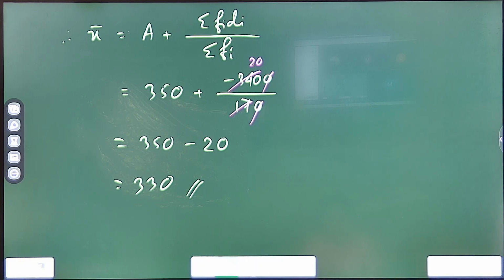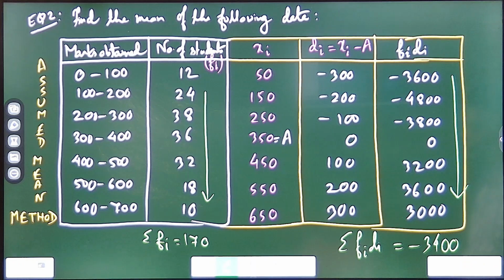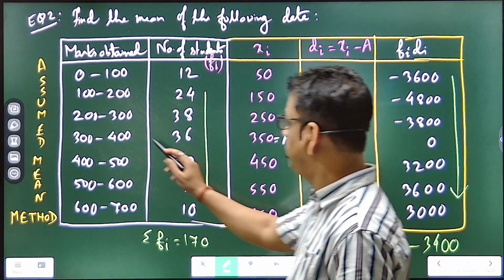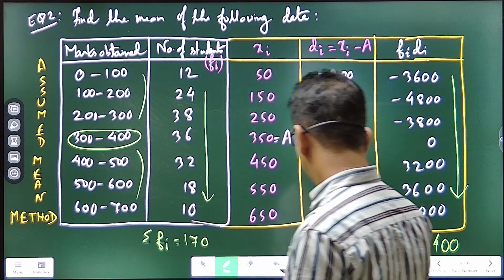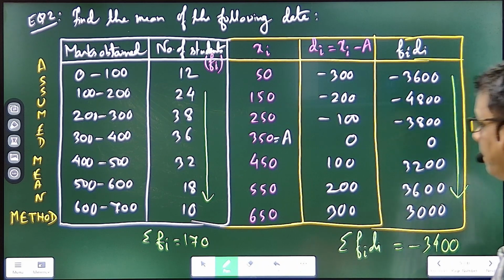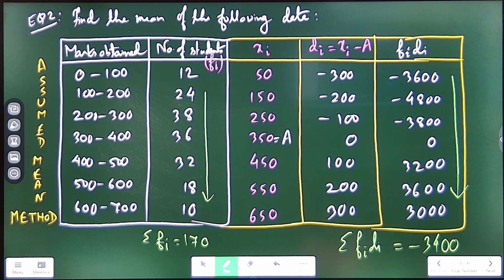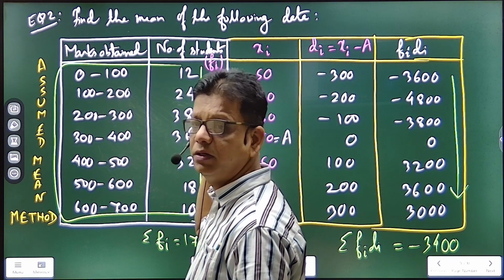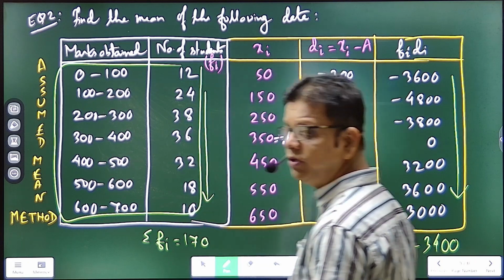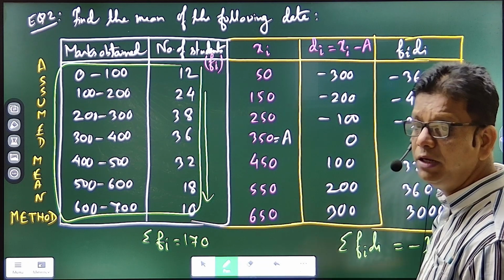Done now? Now we got the answer. So 330, see again, almost in the middle. 330 lying here in the middle. Now see one thing. Why and when will we use this method? You'll use this method for a question where the numbers are slightly bigger.